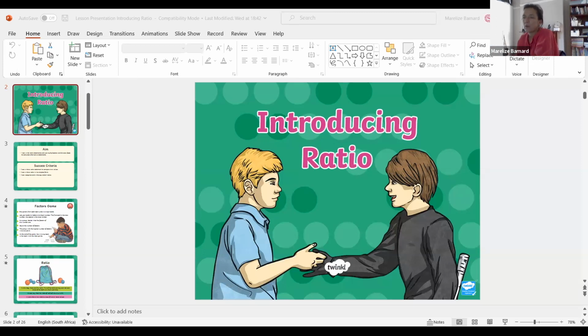Now, here's another one. Write the ratio of big green balls to small yellow balls. So I want you to just quickly give it a go there where you are. What is the ratio of the big green balls to the small yellow balls? Just write that ratio quickly before I put the answer up.